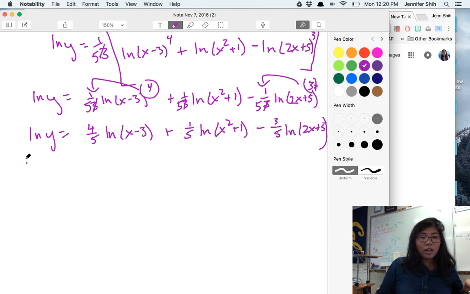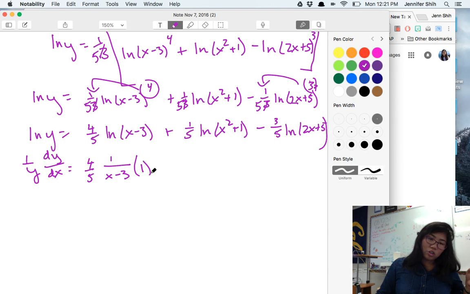So the derivative of ln of y is 1 over y, because the derivative of ln of anything is 1 over that argument. Now, because we are supposed to find dy over dx with respect to x, we have to use the chain rule there. Now I take the derivative of this. 4/5 is a constant, and I have to use the chain rule: 1 over my argument times the derivative of my argument, which is just 1. Luckily, it doesn't change anything.